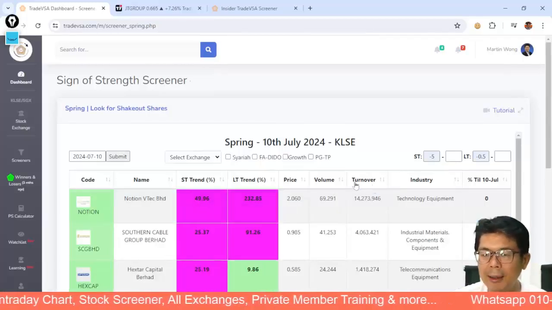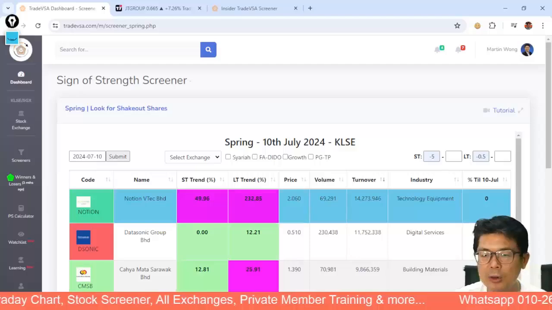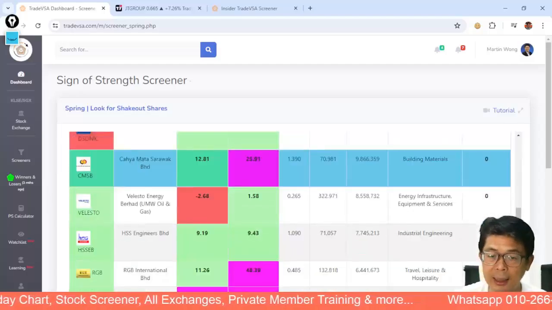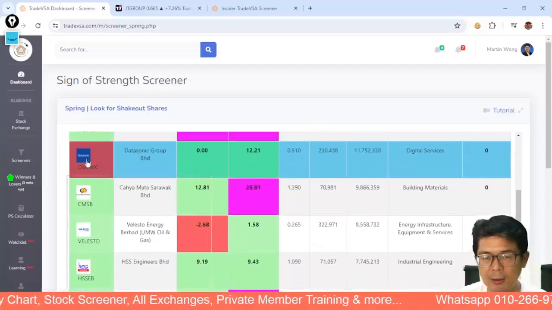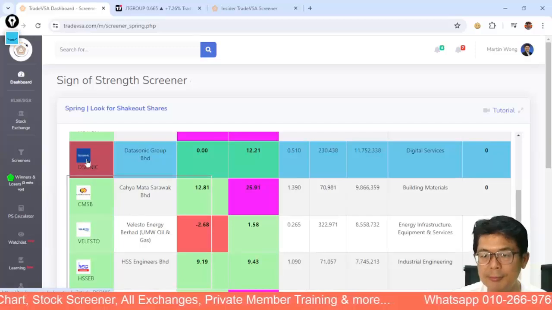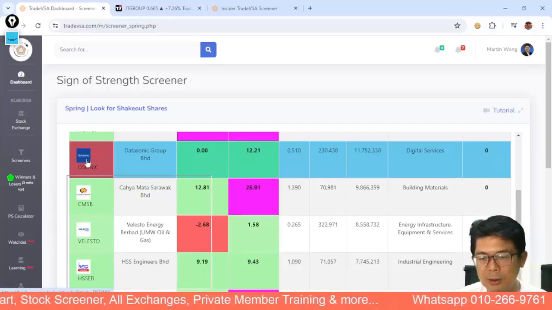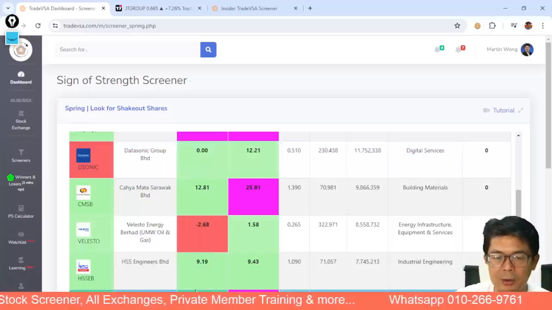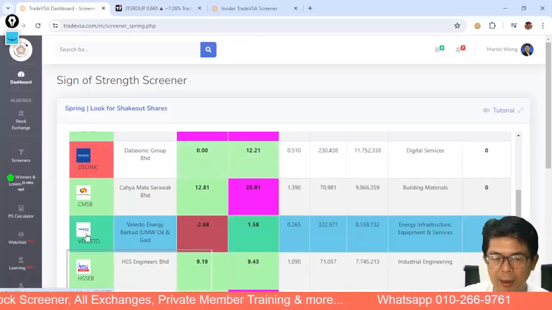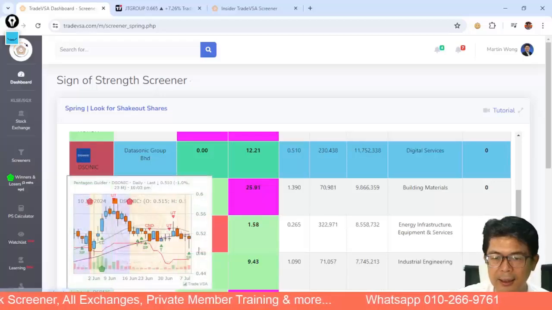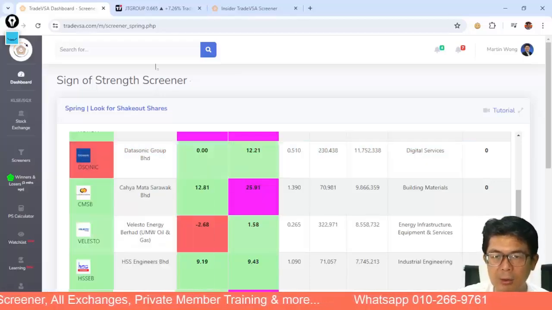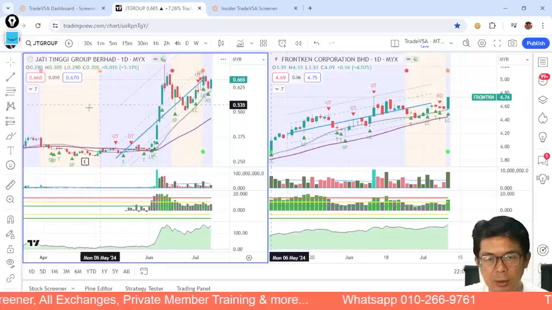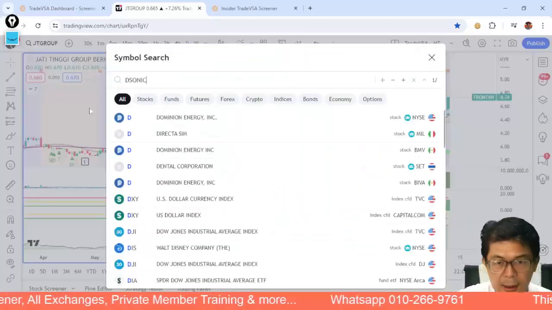So we got Notion VTech. All right, again, on your own choice, you can look for, oh, Data Sonic has spring here. Okay, so let's take a look at this. Velesto. And also, yeah, this is a spring here. So you can see from this spring for Velesto. Okay, there you go.